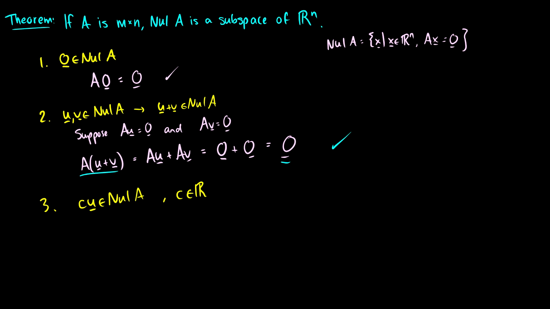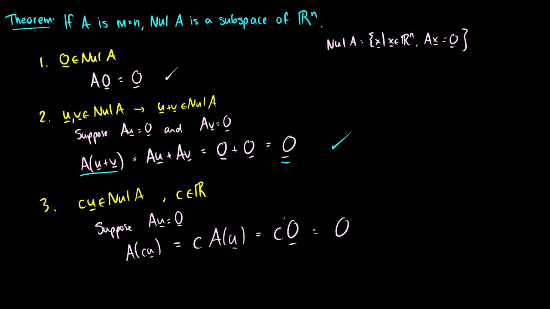Okay, so again, we're just going to suppose that A times u is equal to the 0 vector. Of course, if we have A times c times u, then with our matrix vector laws we can just take out the c. So this is going to be the same thing as c times Au, and we know this is just equal to c times the 0 vector, which is equal to the 0 vector. Therefore A times cu produces the 0 vector, so cu is in the null space of A for any c. So we've proven here that the null space of A is a subspace of R^n.